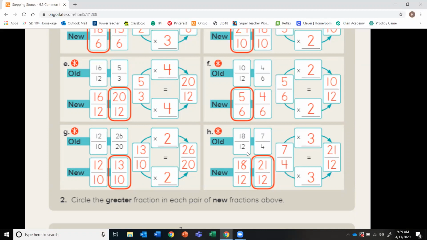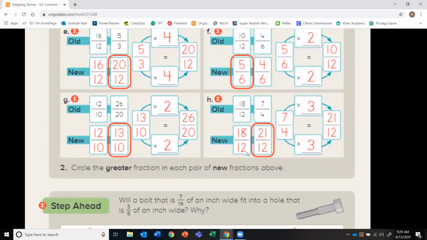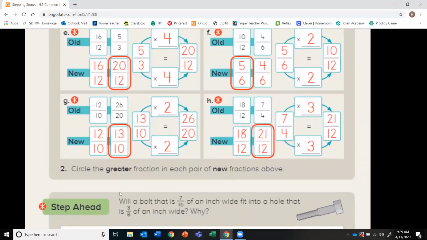Okay, so we have one more problem I want to look at with you, but I don't want to slide down too fast because then you'll see the answer. So I'm just going to read right here. It says, will a bolt that is 7/16 of an inch wide fit into a hole that is 3/8 of an inch wide? Why or why not?